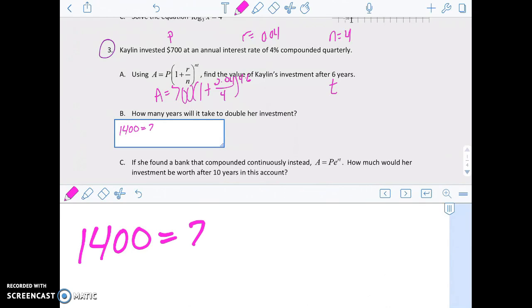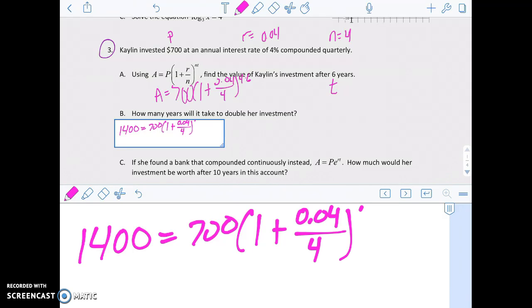Right, so that's going to equal 700 times 1 plus 0.04 over 4, to the 4 times t power. Now, since we're trying to figure out how many years, t is going to be our variable, so we're going to solve for it. You can solve this again in a few different ways.